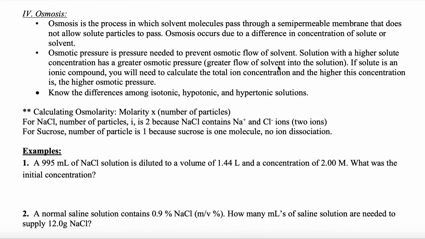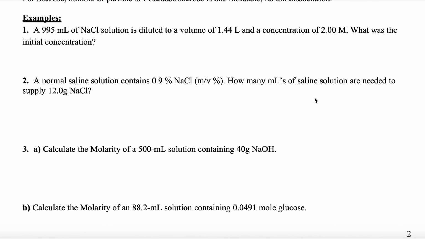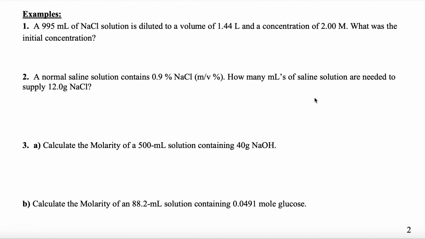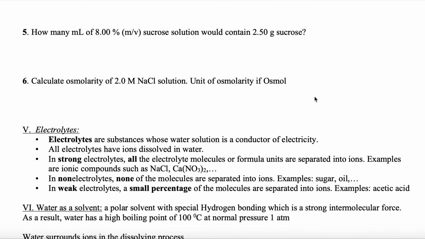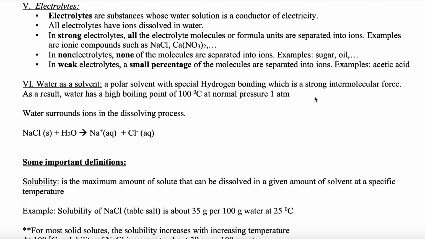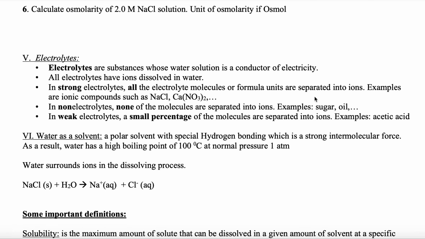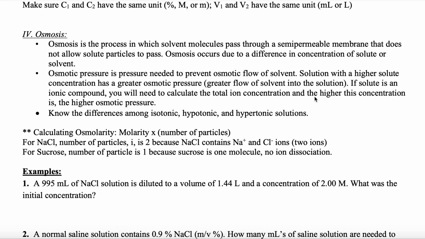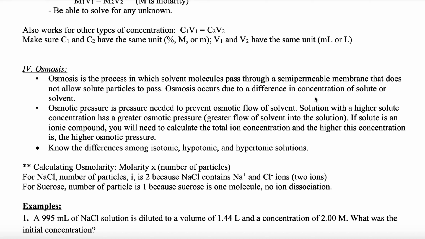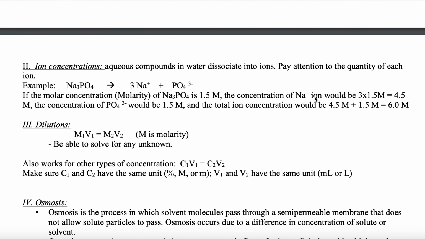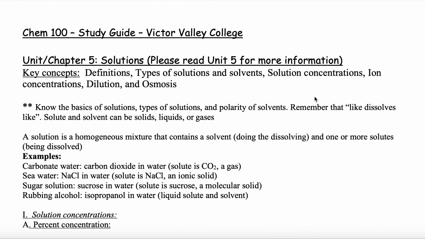Osmosis was the last topic we talked about, and there's a lot of good examples here that we haven't gone over in detail. We quickly mentioned electrolytes and some important definitions. So the purpose today is to give you an overview of what we need to know for these chapters, and to get into the detail and discuss specific examples. What do we need to get done?